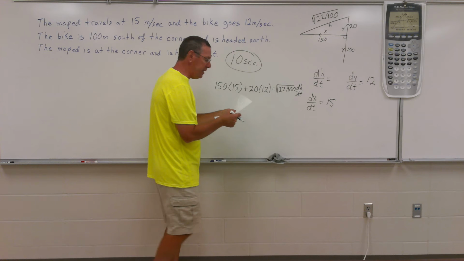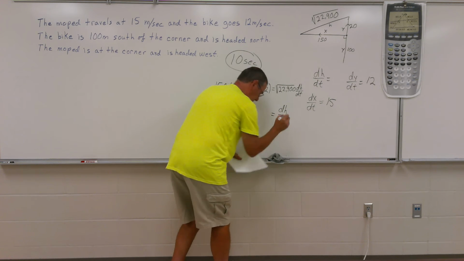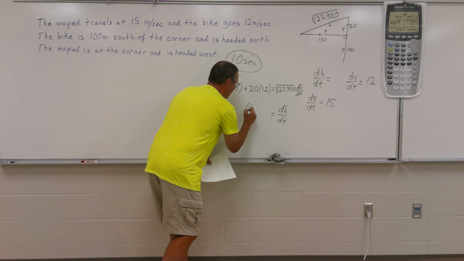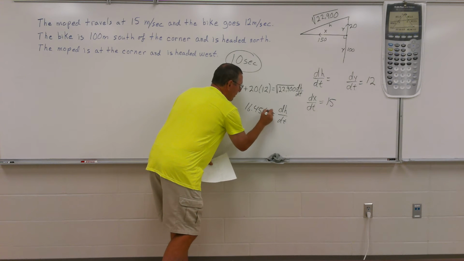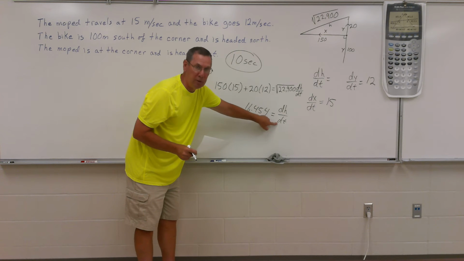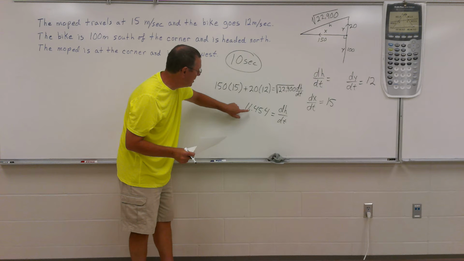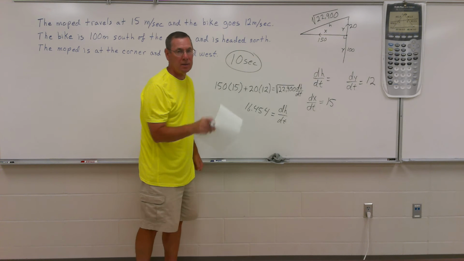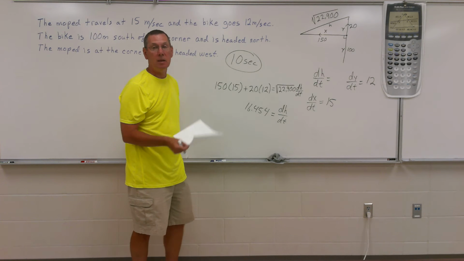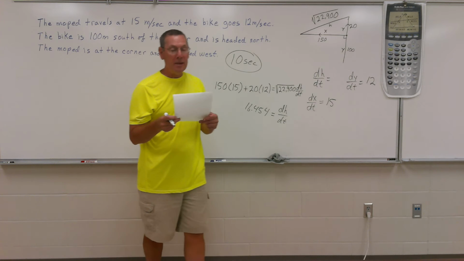I came up with dHdt equaling 16.454. Again, this is how the hypotenuse is changing with respect to time. This is a positive number, so that hypotenuse is increasing 16.44 meters per second. And that would be a good looking answer, increasing 16.454 meters per second. Next problem.